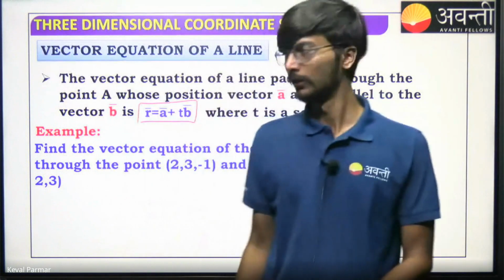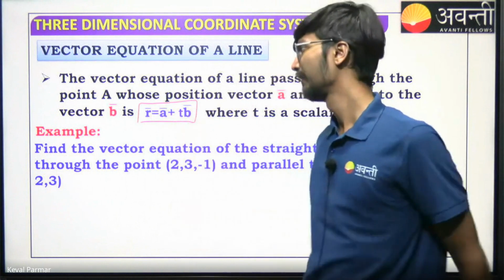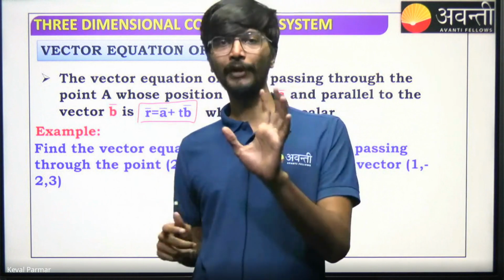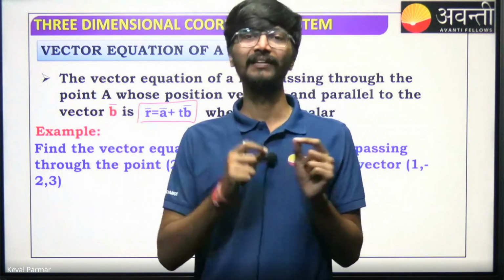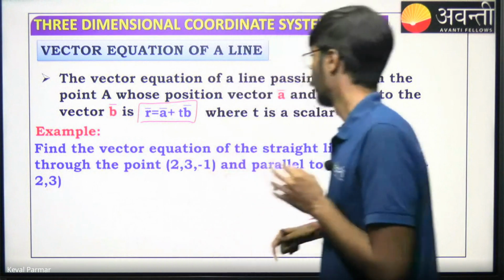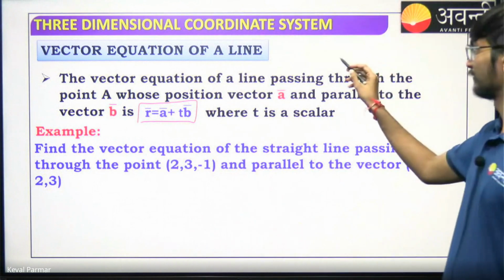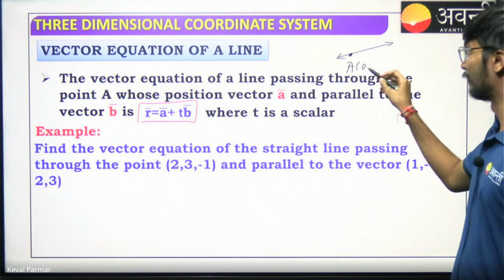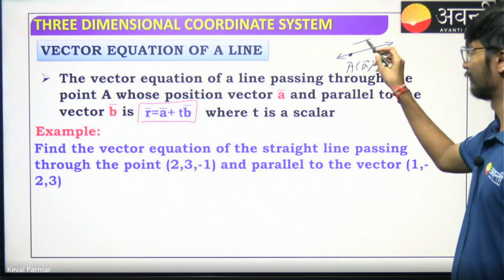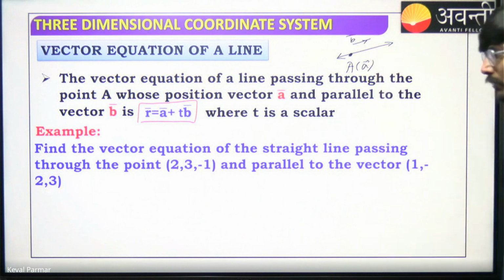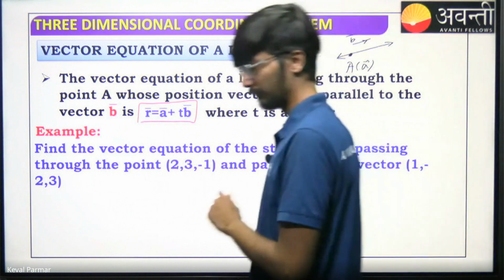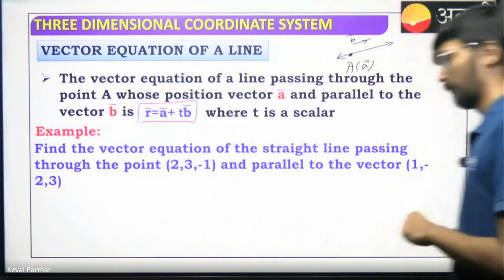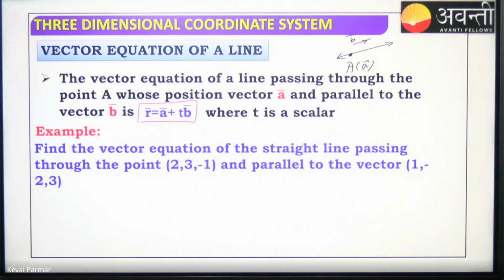So r vector equals a vector plus t b vector. Now, let me tell you what a vector is. A vector is the point which lies on the line, and b vector is a vector along the line. Suppose this is my line and this is my point A, which is the a vector. Then the vector along the line is the b vector. A very simple example we'll do here.